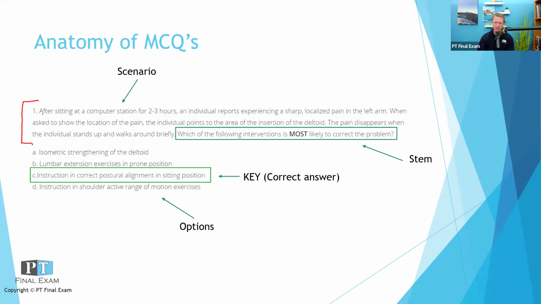So in this case, just reading this together: after sitting at a computer station for 2 to 3 hours, an individual reports experiencing sharp, localized pain in the left arm. When asked to show the location of the pain, the individual points to the area of the insertion of the deltoid. The pain disappears when the individual stands up and walks around briefly. Which of the following interventions is most likely to correct the problem? So that's our first reading.